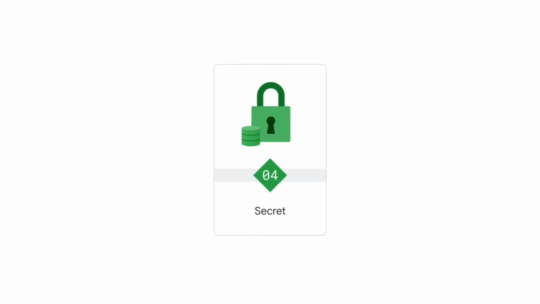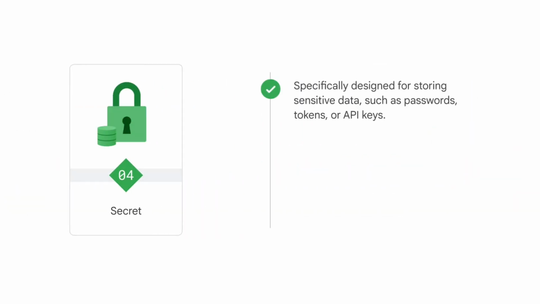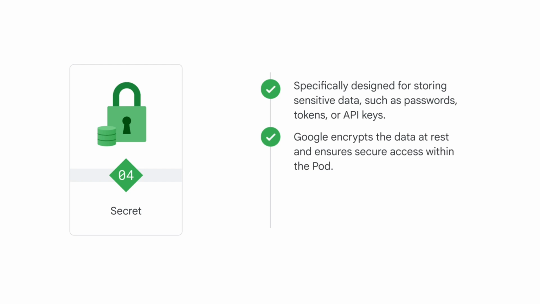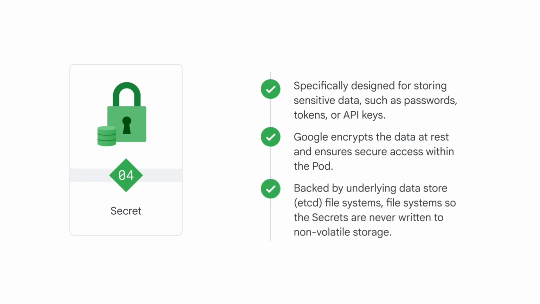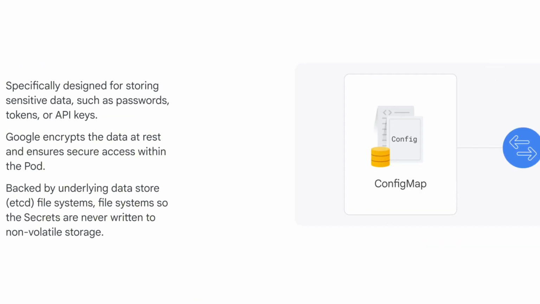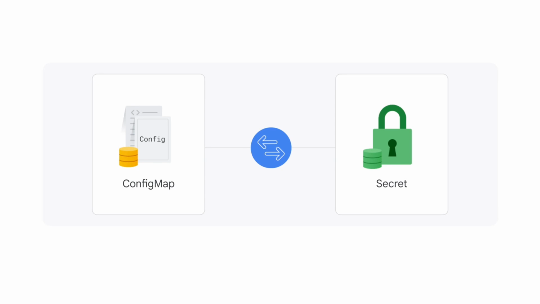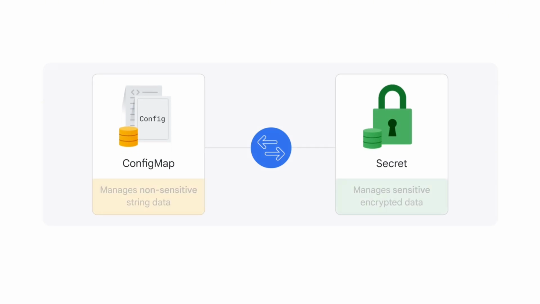Finally, there is the secret volume type, which is specifically designed for storing sensitive data such as passwords, tokens, or API keys. Secrets are unencrypted, but Google encrypts the data at rest and ensures secure access within the pod. Secret volumes are backed by an underlying data store, etcd, so the secrets are never written to non-volatile storage. Secrets aren't secret just because of the way they are configured. Differentiating between config maps and secrets provides a way to manage non-sensitive and sensitive pod configuration data differently.